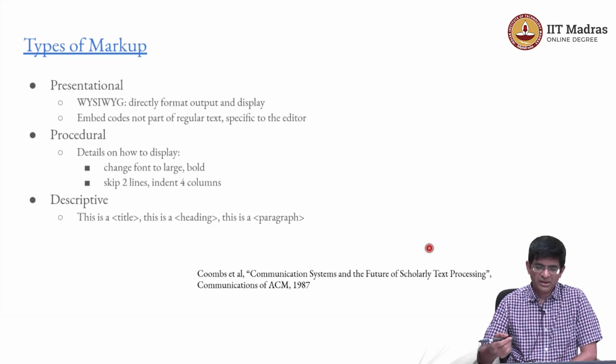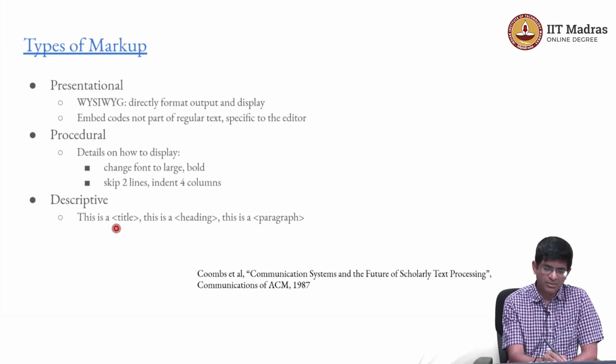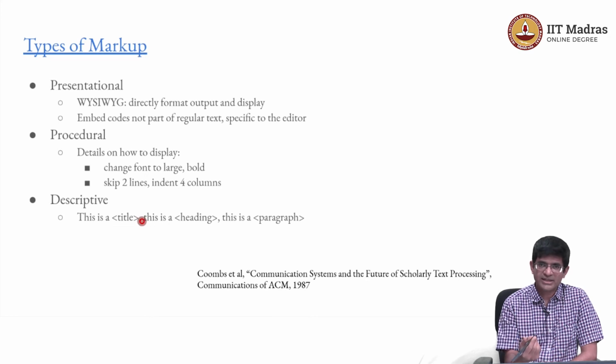And in descriptive markup, we take a completely, well, not completely different approach, but the focus shifts. It's no longer on how the thing looks, but on what it means. So for example, I would mark up something by mentioning this is a title, and how a title should be displayed is now determined by the tool. The tool has some idea of how titles are to be displayed. Something else would be marked as a heading, something else would be marked as a paragraph.